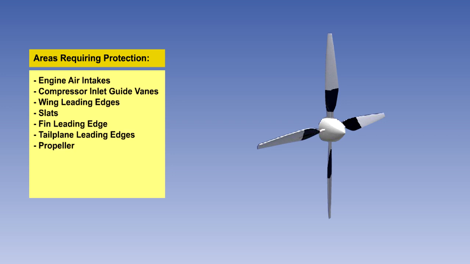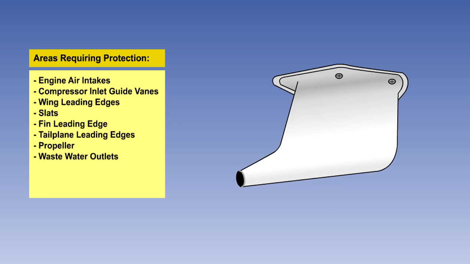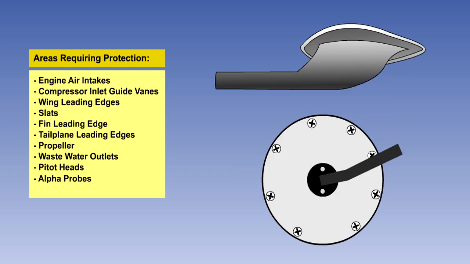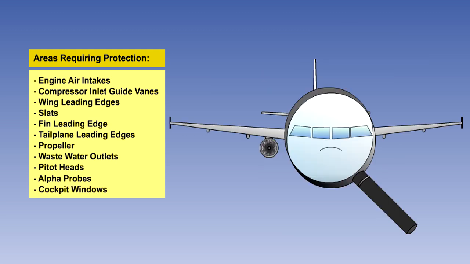Propellers can suffer from icing and need protection. Waste-water outlets and water lines in unheated parts of the fuselage will freeze up in flight any time the temperature is below zero, so they need to be heated. Any probes sticking out into the airflow, such as pitot heads and alpha probes, are susceptible to icing and need to be protected. These small components are usually electrically heated. Finally, cockpit windows need to be protected from both ice and rain.